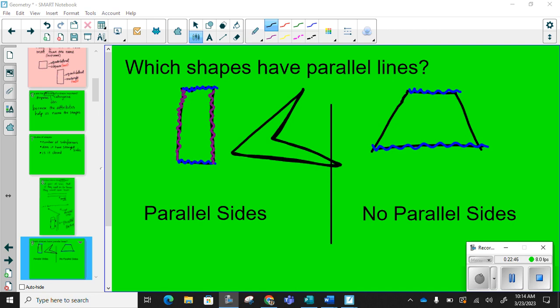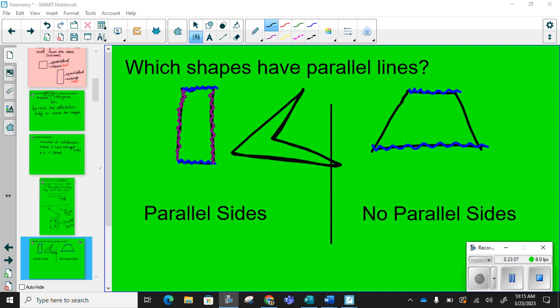So I'm going to explain what Paxton said. He said if it goes one way, it won't touch. But if it goes the other way, it will touch. If it touches any way, it is not parallel. So Paxton, did you find any parallel lines on this shape? No. There are no parallel lines on this shape. So we're not going to do any squiggles.